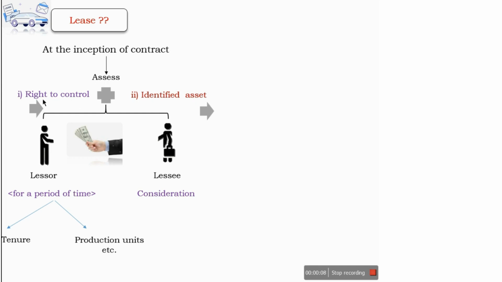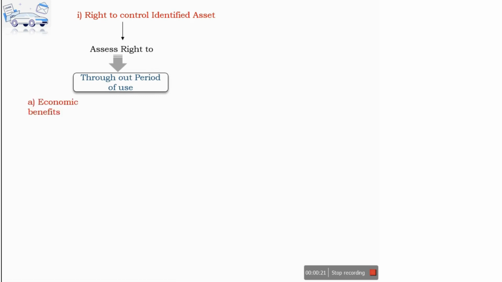To be a lease, one condition is that there should be an identified asset. Next, we should have the right to control the identified asset. To assess whether we have the right to control the identified asset throughout the period of use, we will check that the lessee is able to obtain all the economic benefit from use of the asset and is able to direct the use of the asset. To check the economic benefit, we will take care regarding the scope of assets. All the economic benefits within the scope of the contract, we should be able to access.